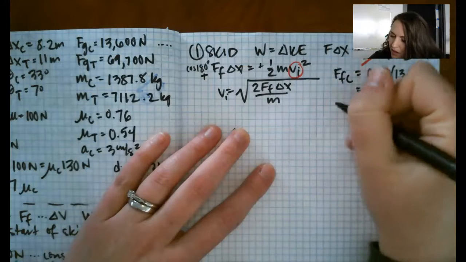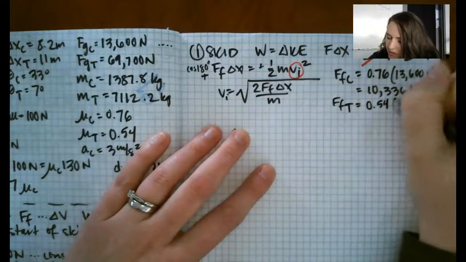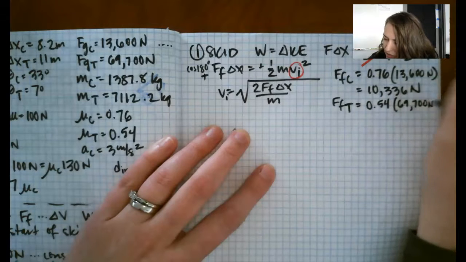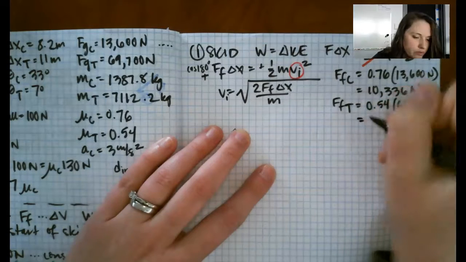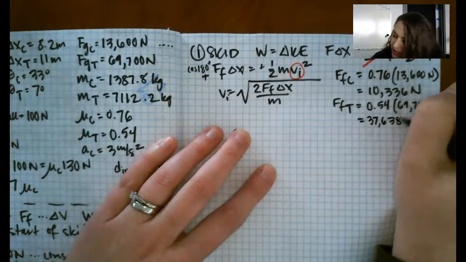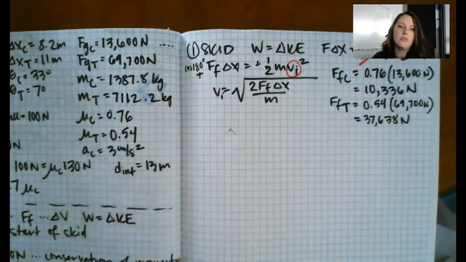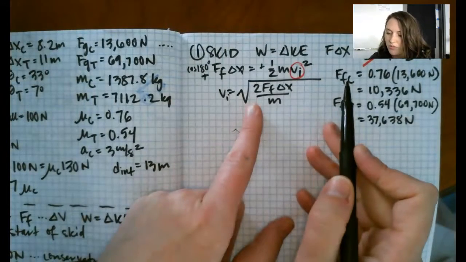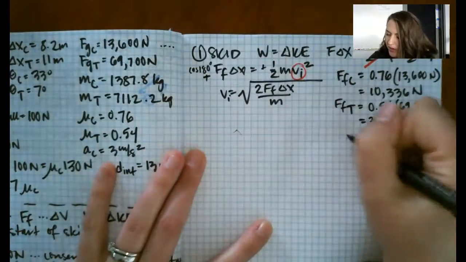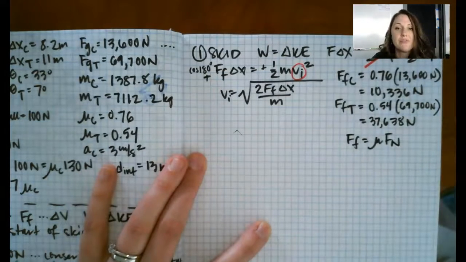So that equals 10,336 newtons. The force of friction for my truck is going to be 0.54 times my normal force, 69,700 newtons, which is equal to 37,638 newtons. So now I've got two forces of friction. So you can substitute the equation for the force of friction, which now that I think about it, I didn't actually write down. So I found that my force of friction is equal to coefficient of friction times the normal force. That's how I found those numbers.